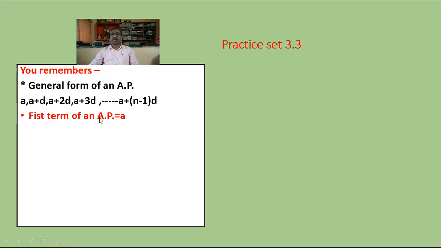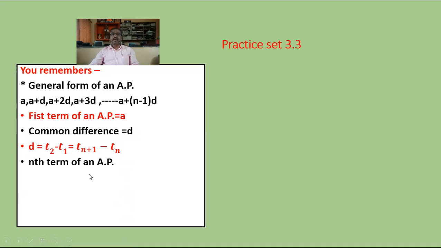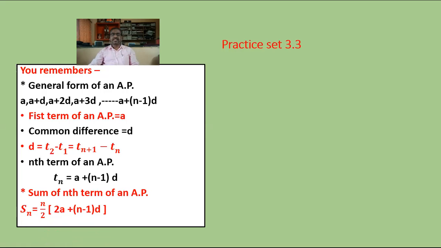The first term of an arithmetic progression we consider as small a. Common difference is small d. To find the common difference, it is the difference between any two consecutive terms: t2 minus t1, that is t(n plus 1) minus tn is equal to d. The nth term of an arithmetic progression, अंकगणित श्रेणीचे n वे पद, tn is equal to a plus n minus 1 multiplied by d.